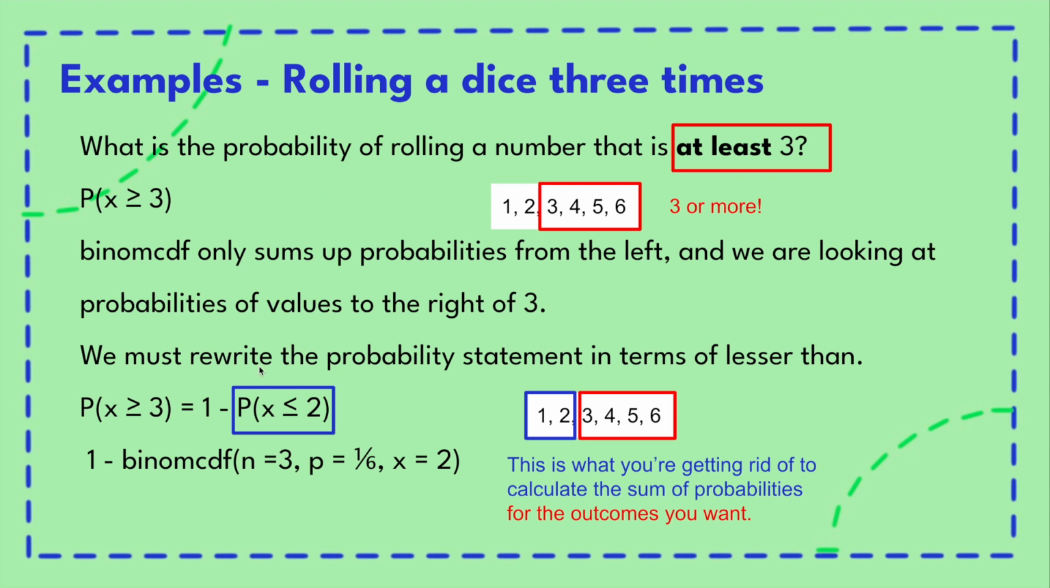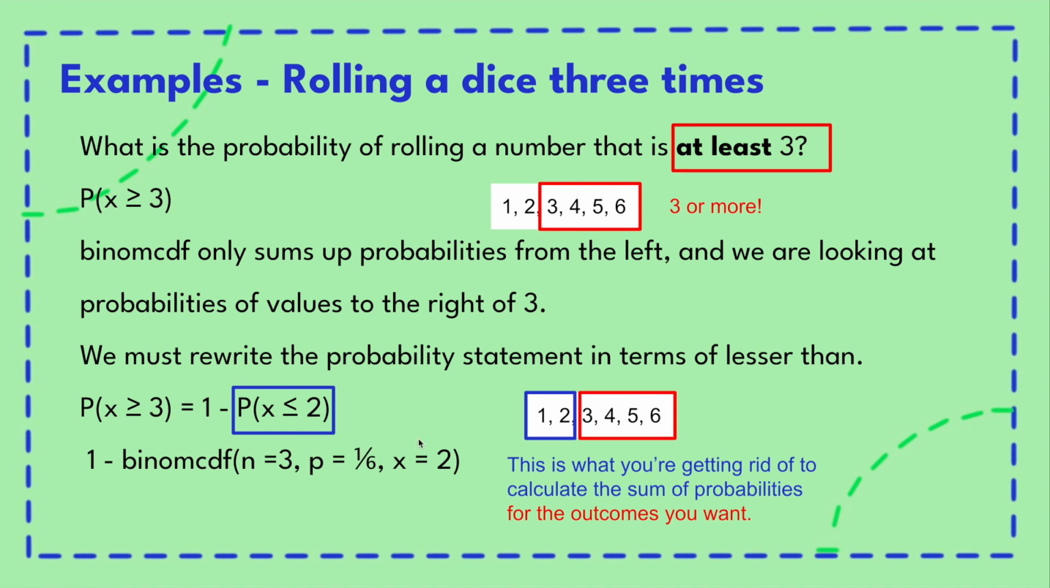So now we've got to do something. We must rewrite this probability statement in terms of less than. So how do we do that? Well, it makes sense if you list out 1, 2, 3, 4, 5, 6, if you list out your outcomes. So here we're rewriting x is greater than or equal to 3 as 1 minus P of x is less than or equal to 2.